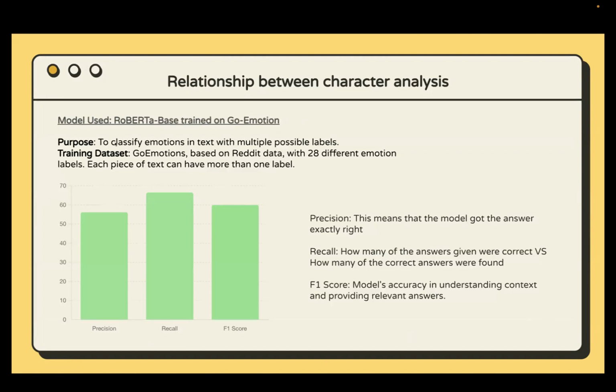The second model is RoBERTa. The purpose is to classify emotion in text with multiple possible labels. So GoEmotions is based on a dataset with 28 different emotion labels. Each piece of text can have more than one label.